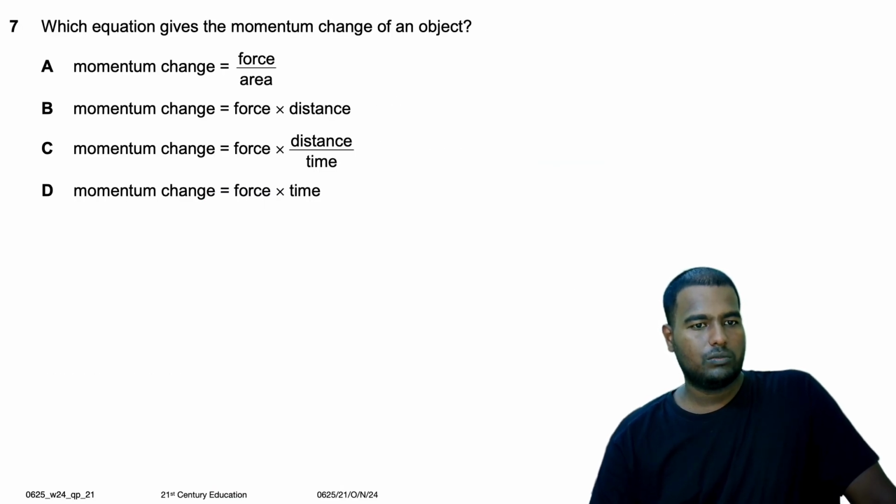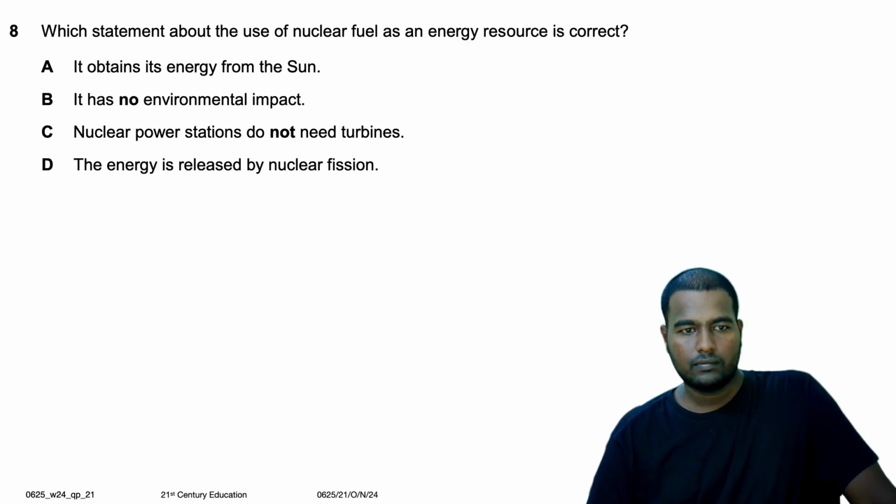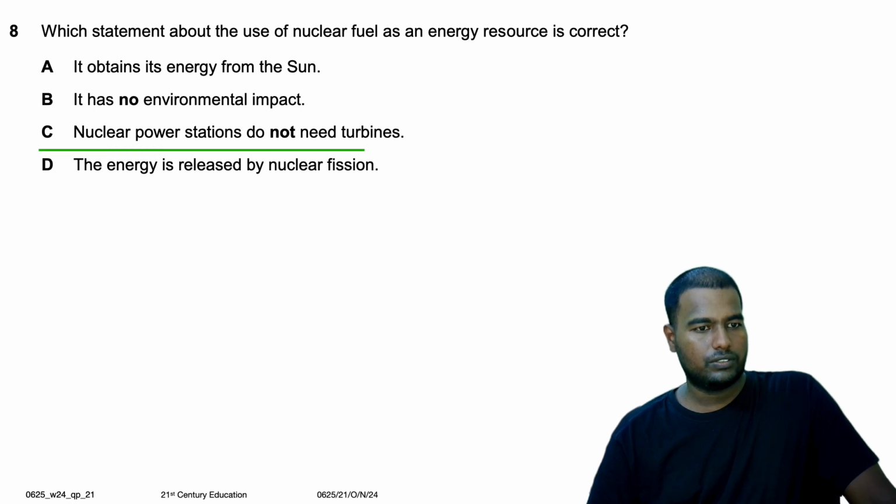Which quantity gives momentum? Yeah, it's Ft equal to mv minus mu, so it's force into time. Change in momentum is force into time. It's correct. Energy is released by nuclear fission. Yes.